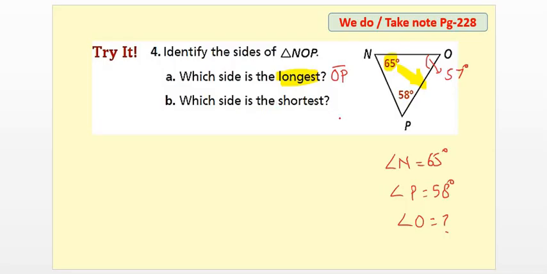Which side is the shortest? So which angle is the smallest? This angle is the smallest, 57 degrees. And what is the side that is opposite to it? The side opposite to it is NP. So that's why we can say NP will be the shortest side. Clear?